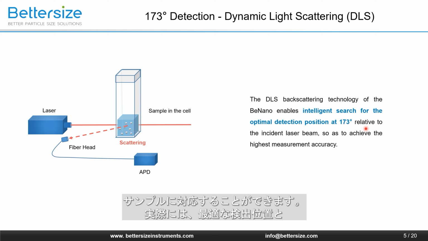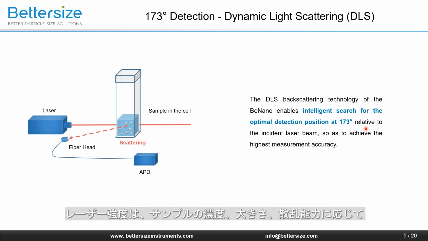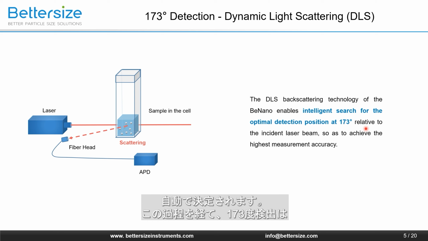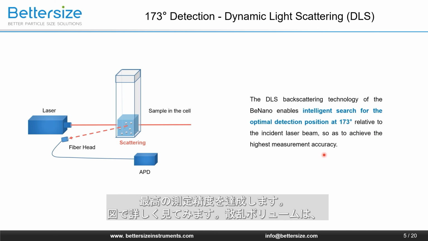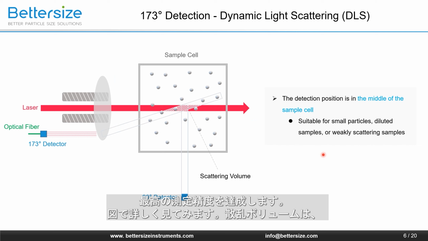In practice, the optimal detection position and laser intensity are determined intelligently for each specific sample according to its sample concentration, size, and scattering ability. By doing so, the 173-degree detection achieves the highest measurement accuracy. Let's take a close look at it.